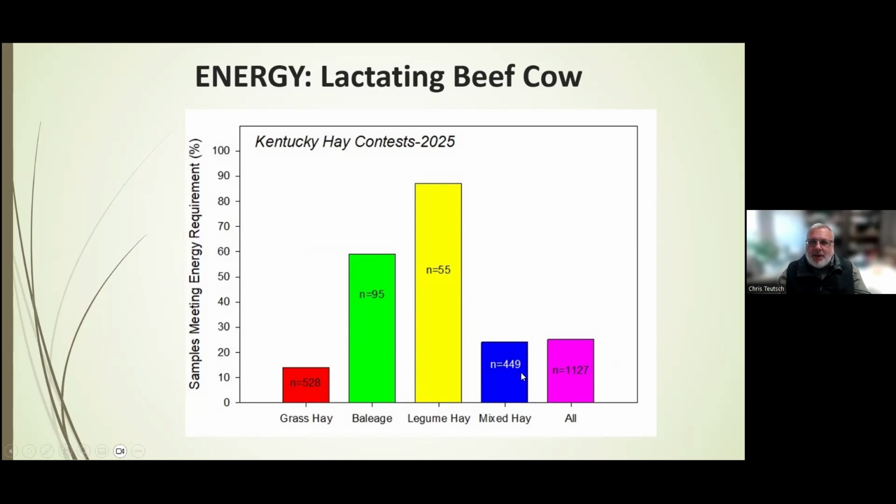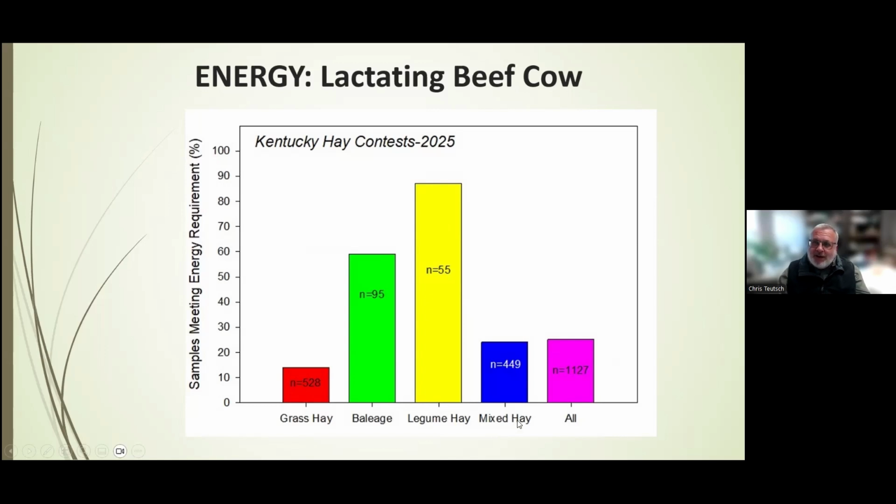The point that I want to make is that it's important to know both the crude protein and the energy requirement so that we can supplement samples of hay with an adequate supplement to make sure that we're meeting the energy needs of a lactating brood cow.